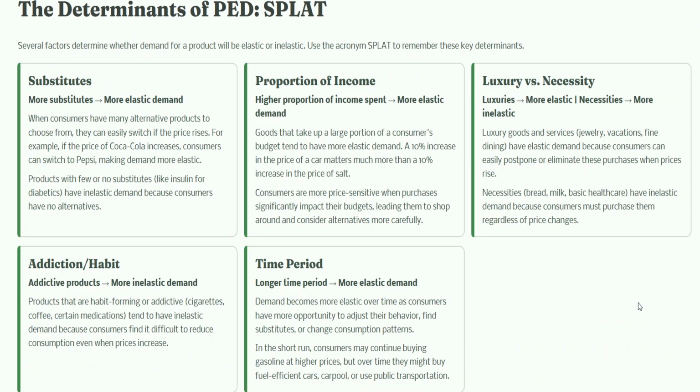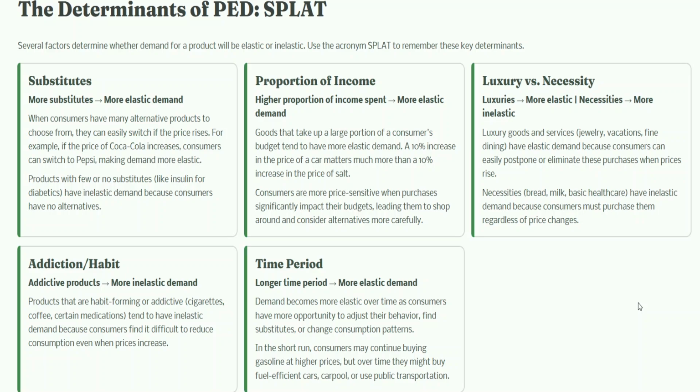What makes the demand for a good elastic or inelastic? There are 5 key determinants which you can remember with the acronym SPLAT. 1. S. Substitutes. The more substitutes a good has and the closer they are, the more elastic is demand. For example, if the price of Coca-Cola increases, consumers can switch to Pepsi, making demand more elastic. Products with few or no substitutes, like insulin for diabetics, have inelastic demand because consumers have no alternatives.